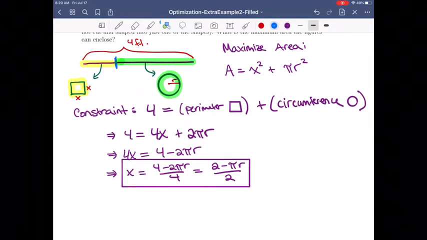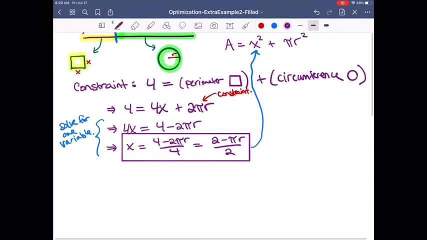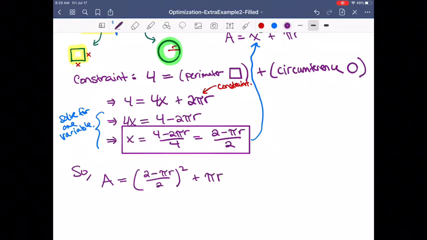So here we solve for one variable. It doesn't matter which. And then what we're going to do is plug it in up here, so that our area is going to be only in terms of r. Maybe I'll just write here, this one is my constraint. So that means that the area is actually 2 minus pi r over 2, all squared, plus pi r squared.